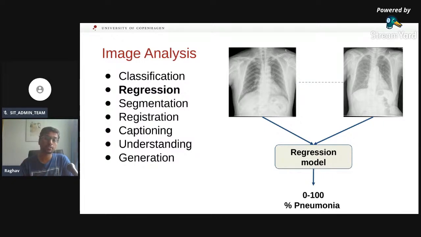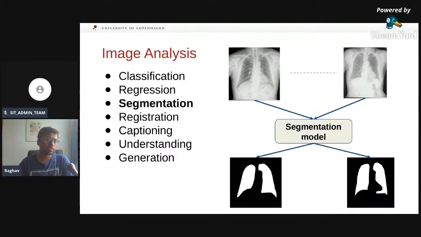If you say that 50% of the lungs are infected, meaning the respiratory capability is reduced by half, right? So now these can also be very useful. This is, I think, more relevant now when you want to give ventilation support, for instance. If the lungs are 90% filled with a pneumonia-like scenario, then you want to support them with ventilation or things like that. So regression is basically where you can have this continuous-valued prediction.